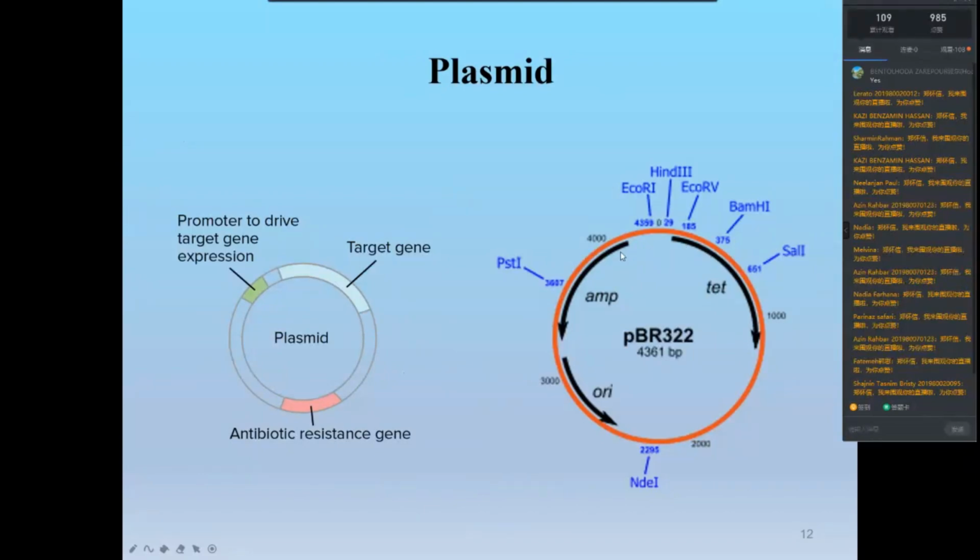And here is a real map of one plasmid called pBR322. And with this plasmid, I want you to pay attention to the size. You can see the size is 4,361 base pairs. So compared to the size of a chromosome, it is much smaller. The E. coli chromosome is over 4 million, and this is only about 4,000 base pairs. So it's much smaller than a chromosome.